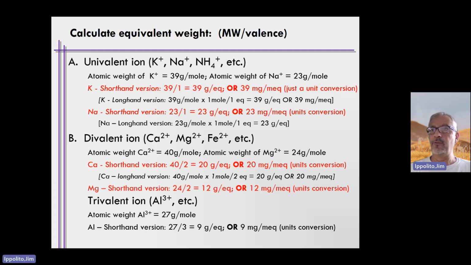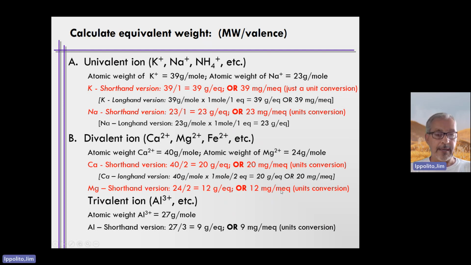And here it is listed here. Here are the divalent cations. Anything with a +2 charge. Let's pick on, in this case, calcium and magnesium. Calcium has an atomic weight of 40. Magnesium has an atomic weight of 24. So the shorthand version for converting from atomic weight to equivalent weight for calcium is simply taking the atomic weight divided by the valence or the charge, 40 divided by 2, which equals, and we'll jump to the final units, 20 milligrams per milliequivalent. You do the same exact thing for magnesium. 24 divided by 2 equals 12 milligrams per milliequivalent.